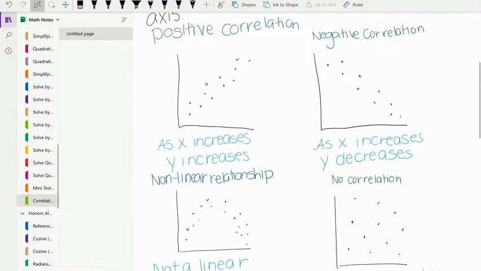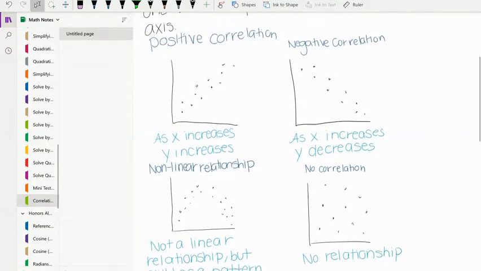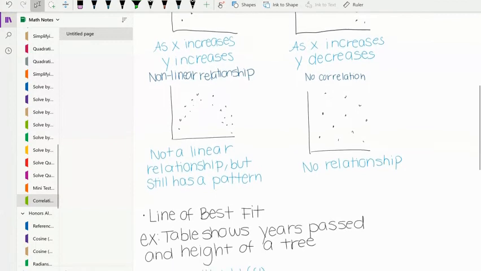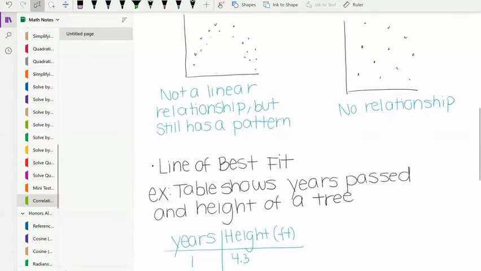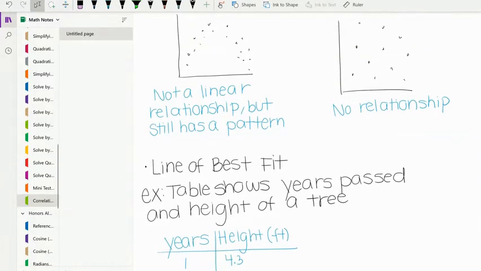You just need to be able to identify the different types of correlation: positive, negative, nonlinear, and no correlation. Now, along with scatter plots, you will also have to find a line of best fit. We're just going to do one example. A line of best fit is exactly what it sounds like. We're going to create an equation using the scatter plot data that will create a line that fits best through the data.